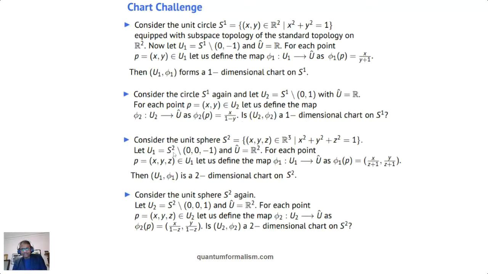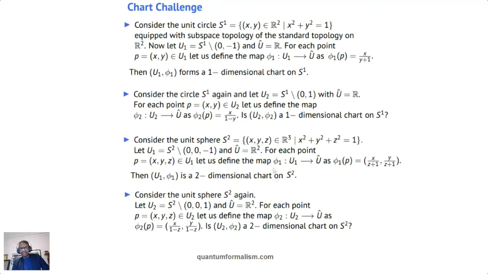And I have a similar challenge here for the sphere. We have U1, in this case, the sphere minus the point (0, 0, -1). And let's say U hat is the entire plane R2. So for each point, we define this map like this.